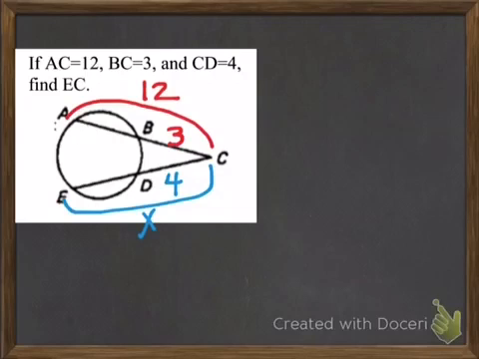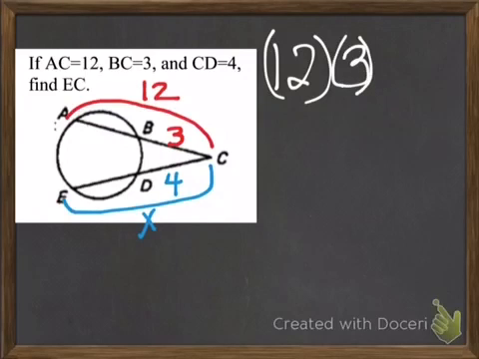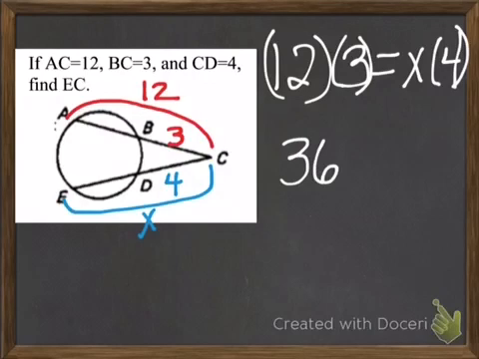So the first secant that I see is AC, which is 12. So I'm going to say 12 times the exterior part of that secant, which is 3. And that's going to equal the other secant, which is 4, times the X times the exterior part, which is 4. So when I work that out, 12 times 3 is 36.